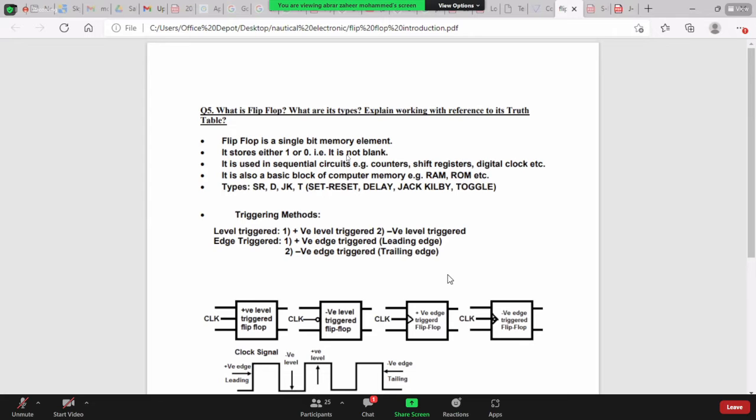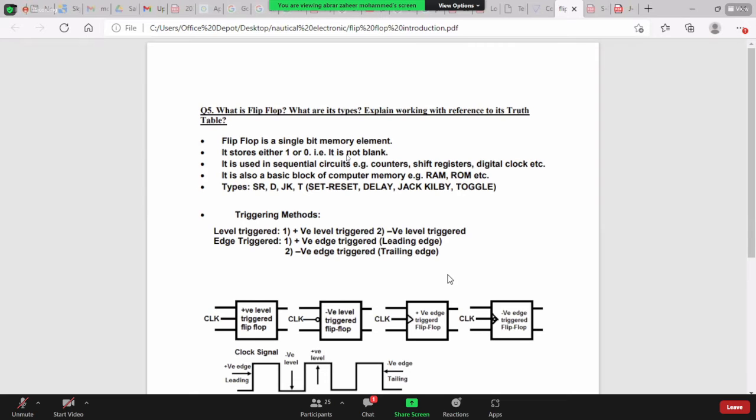Now we are having the triggering methods. So we are having two types, that is level triggered and the edge triggered. In the level triggered, we are having the positive level triggered and the negative level triggered. And the edge triggered, we are having the positive edge triggered, that is leading edge, and negative edge triggered, that is the trailing edge. Okay.